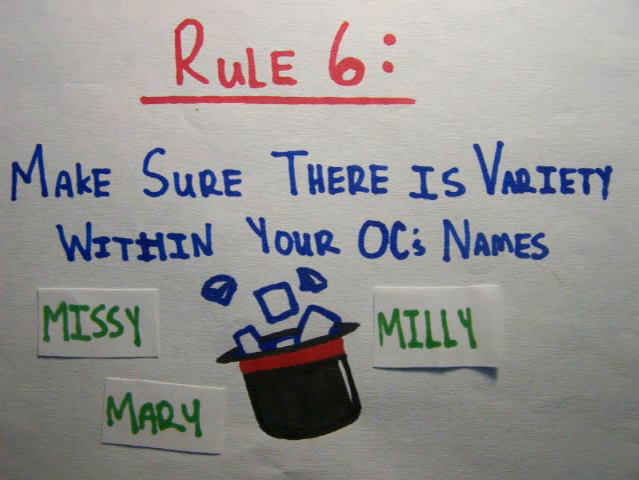Rule 6. Make sure there is variety within your characters' names. Sometimes you may encounter that a lot of the names you like for your characters are very similar, either in sound, essence, origin, or otherwise. Though it is okay to have a certain amount of similarity within your characters' names, be sure not to overdo it. For example, say you have 3 characters named Millie, Missy, and Mary.